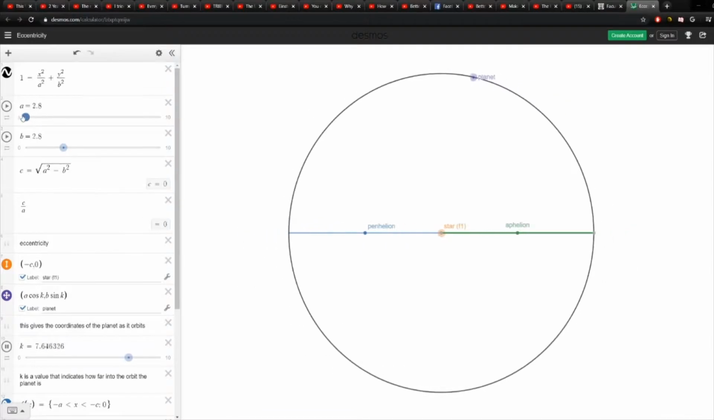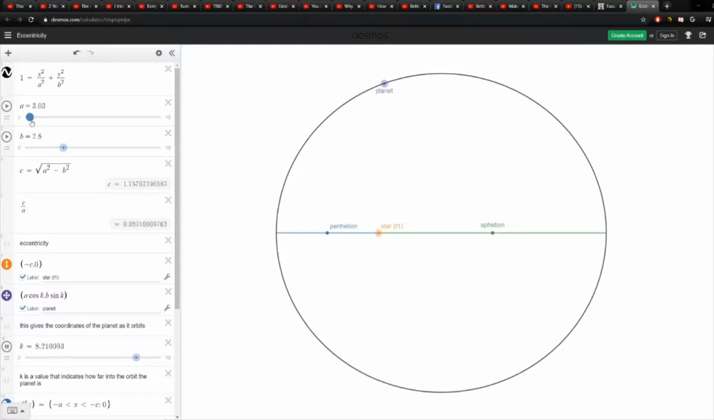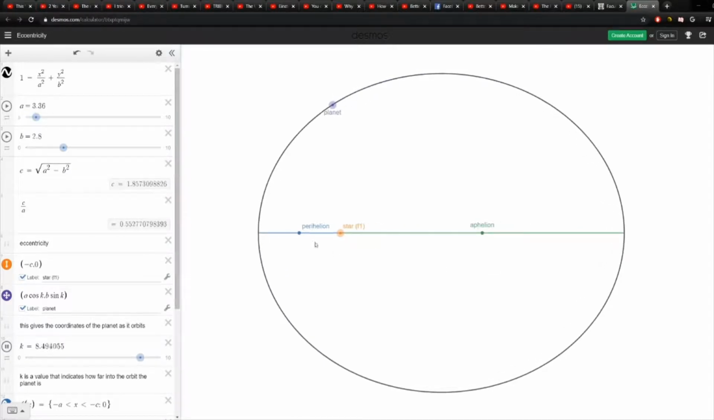So notice, if it's just a circle, perihelion and aphelion are the exact same thing, but as it increases, the aphelion is becoming much larger in proportion. Any question about what I've introduced or anything like that?